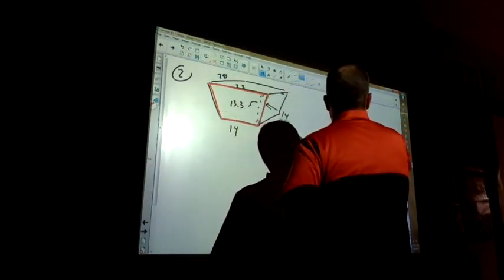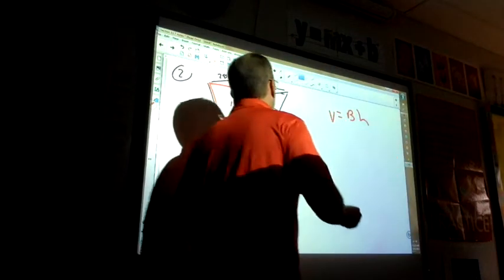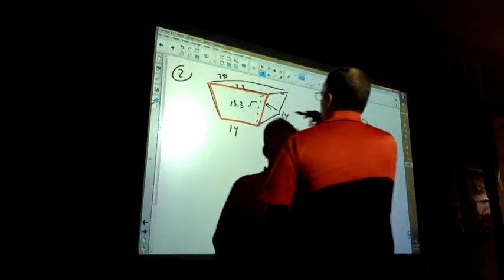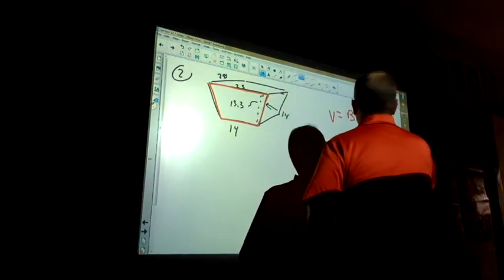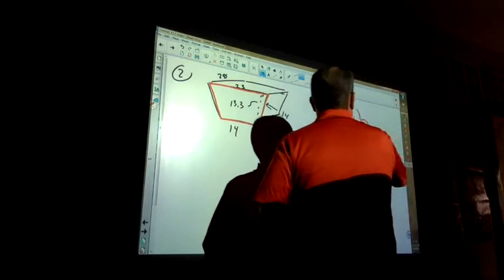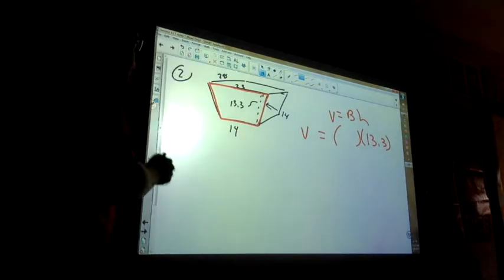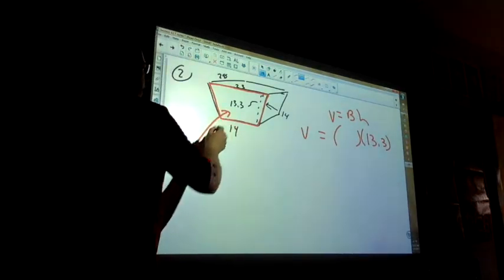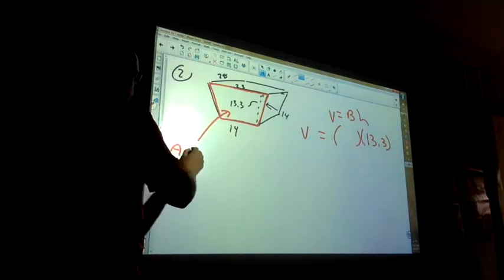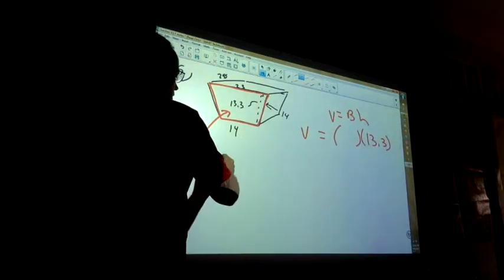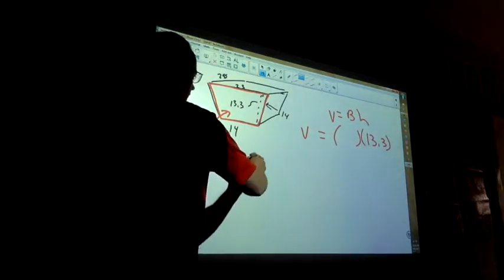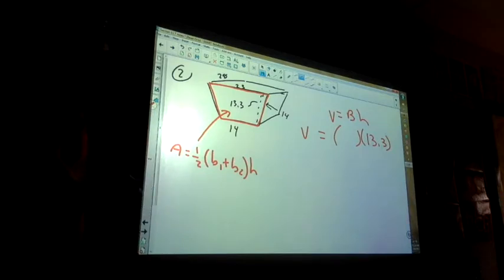So it's going to be volume equals base times height. Things that I can start plugging in here, I can plug 13.3 in for the height. I don't know what the area of the base is at this point, so we have to get there. The area of a trapezoid is equal to 1/2 base 1 plus base 2 times that height.